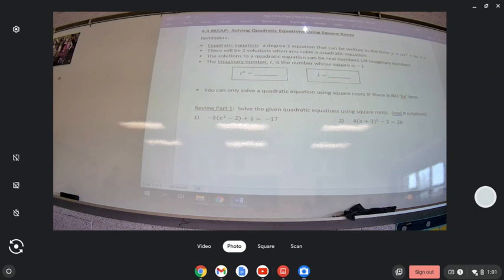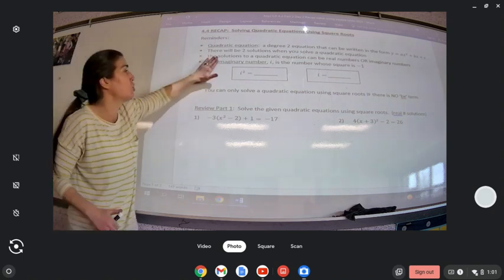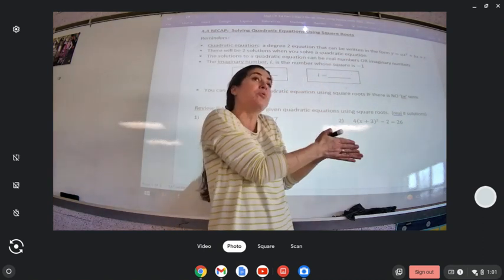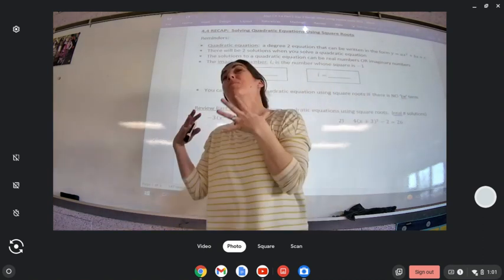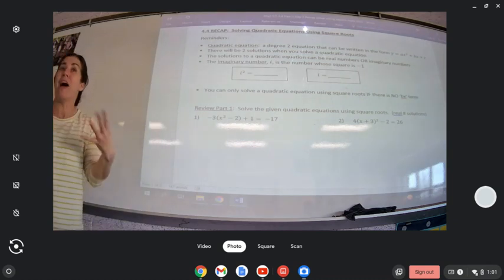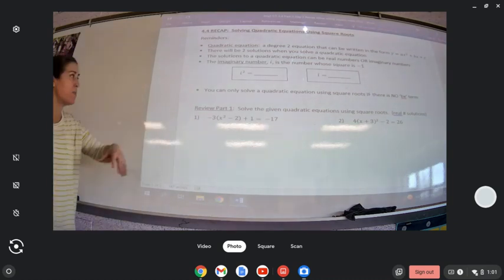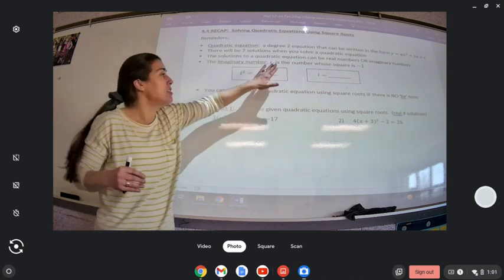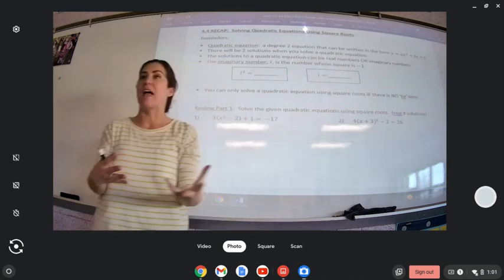When you solve a degree 2 quadratic equation, there will be 2 solutions to it, right? The degree of the equation should tell you how many answers you get. The solutions to a quadratic equation, now we know those solutions can either be real number solutions or they can be imaginary number solutions. So now we have imaginary numbers at our disposal. So you were introduced to the imaginary number I. I is the number whose square is -1.